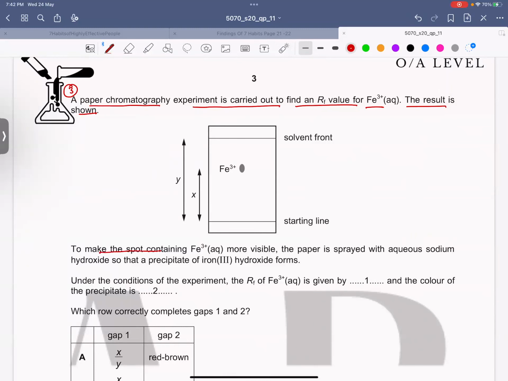Now, to make the spot containing Fe3 positive aqueous more visible, the paper is sprayed with aqueous sodium hydroxide, so the precipitate of iron 3 hydroxide forms. So if you recall, we have discussed in paper 4 as well that when we have to test for iron 3 ions, we add sodium hydroxide, and on adding that, we would get red-brown precipitates. So the color would be red-brown.